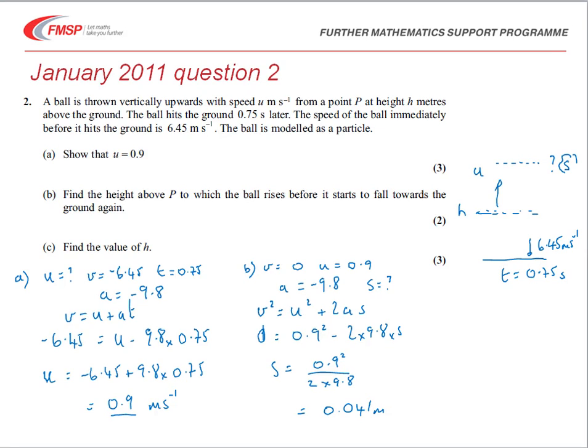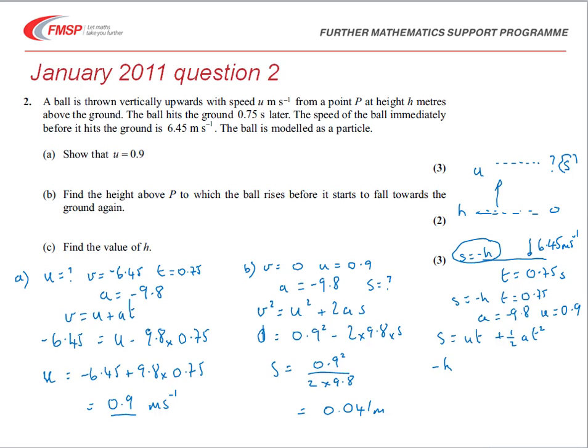Sticking with the idea that our starting point is at height 0, then we can work out h, because at the end of the motion it will be at a position s is equal to negative h. Now we know the time, t, 0.75. We've got s is negative h, t, 0.75. The acceleration, negative 9.8, and u is 0.9. So here we've got s, t, a and u, so the equation to use is s equals ut plus 1/2 at squared.